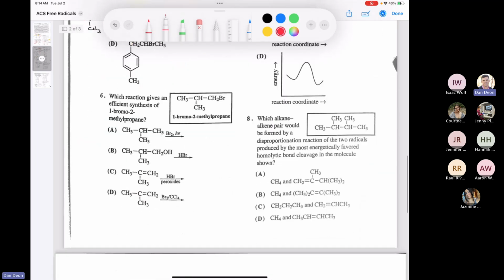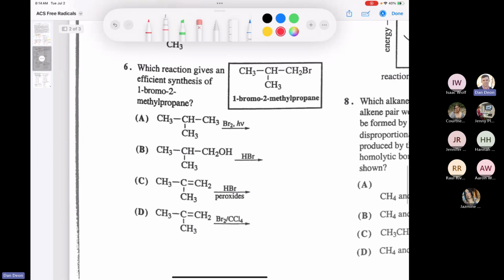Okay, question number 6. Another radical reaction. It says, which reaction gives an efficient synthesis of 1-bromo-2-methylpropane? So if you wanted to make this molecule, let's say somebody says, I'm going to give you thousands of dollars if you could just make this molecule for me. And then they give you all these different choices.